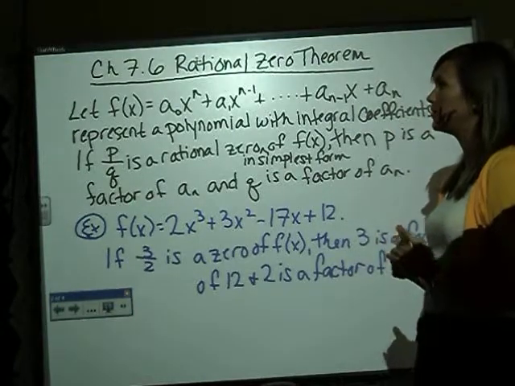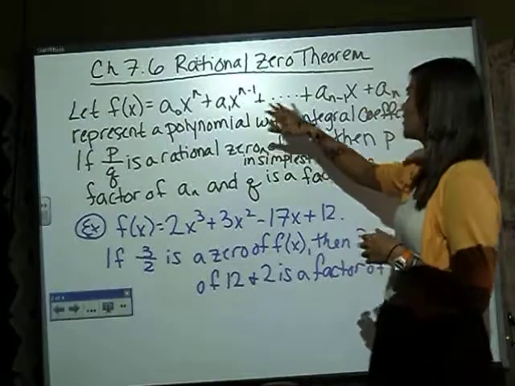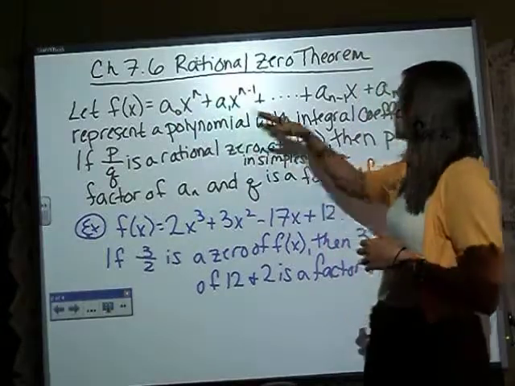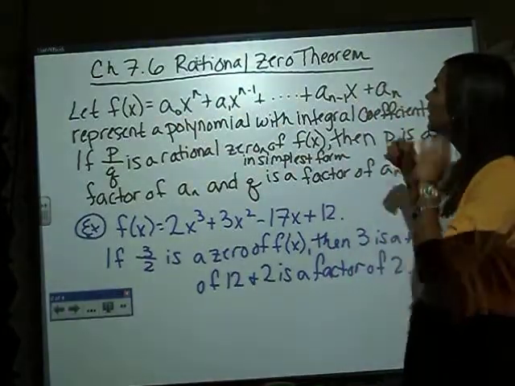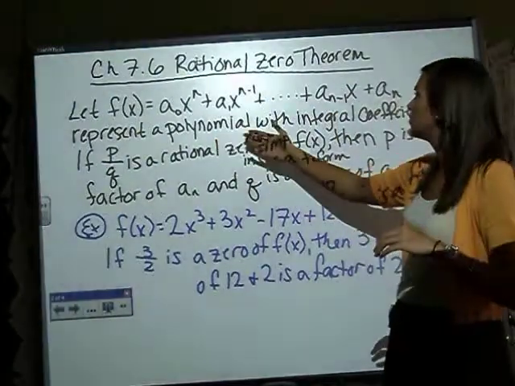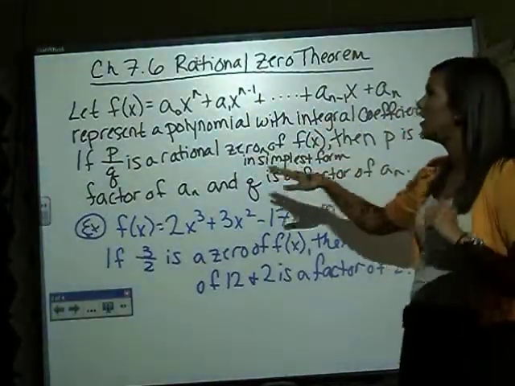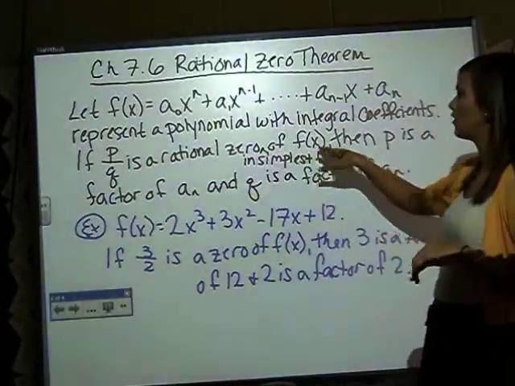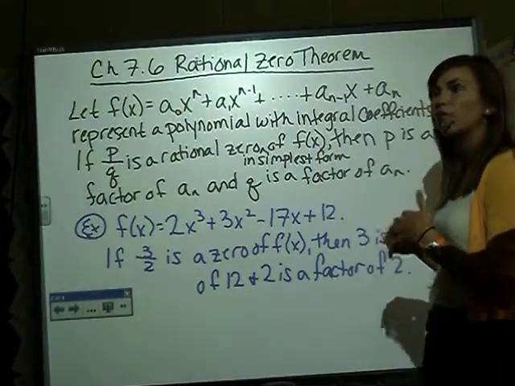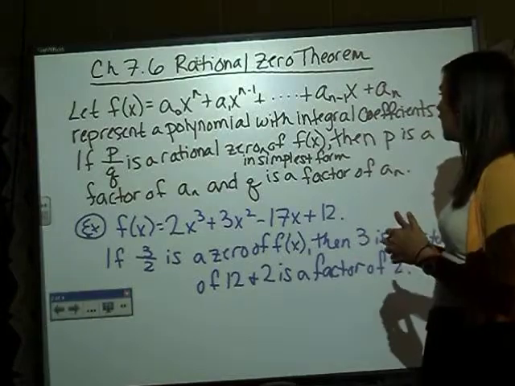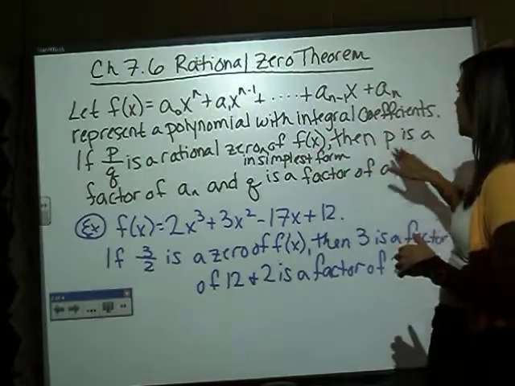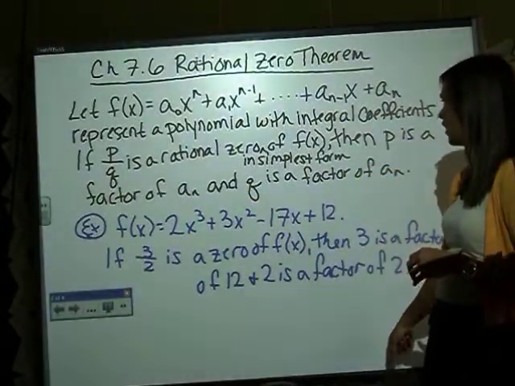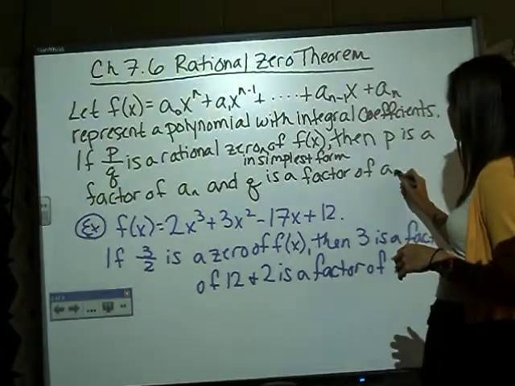Okay, the rational zero theorem says that if f of x is this long polynomial, basically all these letters just mean that you have some degree with a coefficient going all the way down to a constant. So if you have a polynomial like this that represents a polynomial of integral coefficients, then if p over q is a rational zero in simplest form of f of x, so if you have some sort of fraction or number that's reduced fullest, then p, or your numerator, is going to be a factor of a n, and q is going to be a factor of a naught. That should be a naught.